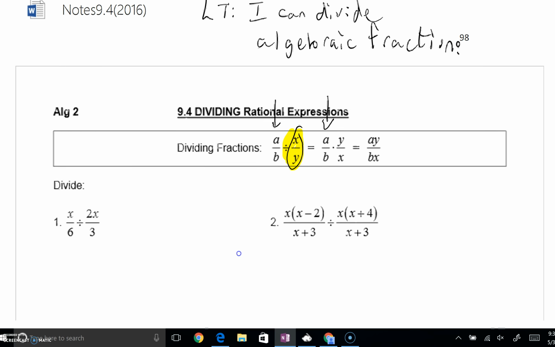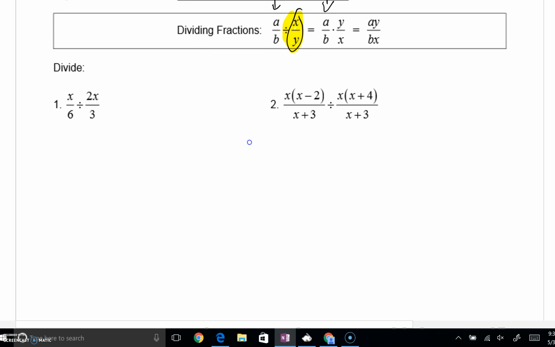Here's the really cool thing about today's lesson. Once you flip that fraction, you're back to 9.3. So work with me here. We're going to be looking at number 1. It says x over 6 divided by 2x over 3. How do we do it?